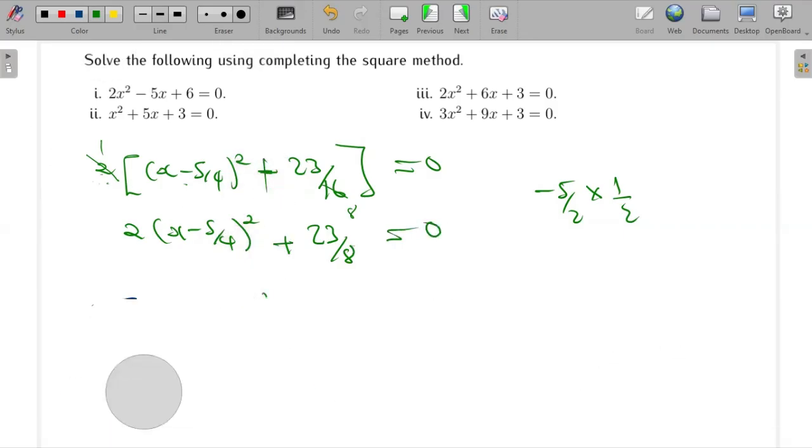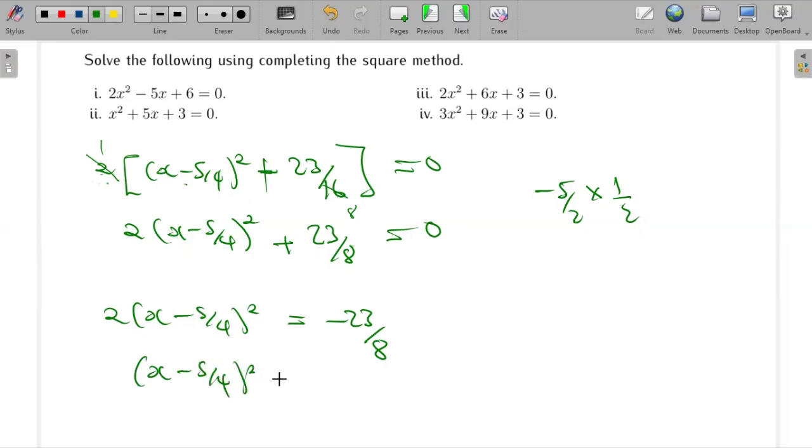Okay, then from here, you can take that part to the other side. So what are we going to have? If we take this to the other side, you get 2 times (x minus 5 over 4) squared is equal to negative 23 over 8. Then, dividing by the 2, you get (x minus 5 over 4) squared is equal to what?